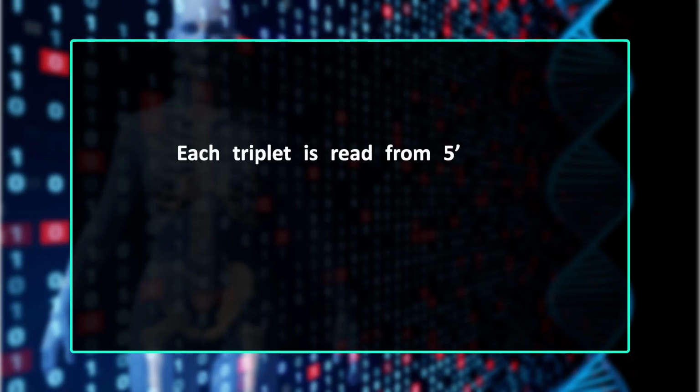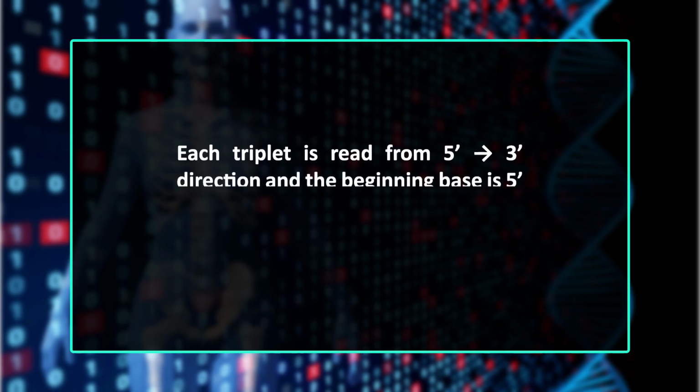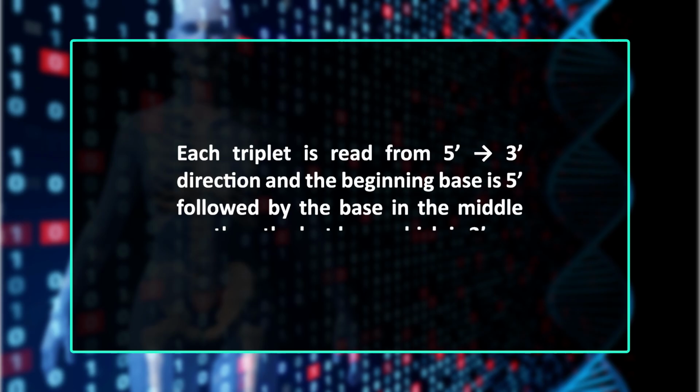Each triplet is read from 5' to 3' direction, and the beginning base is 5' followed by the base in the middle, then the last base, which is 3'. This implies that the codons have a fixed polarity, and if the codon is read in the reverse direction, the base sequence of the codon would reverse and would specify two different proteins.